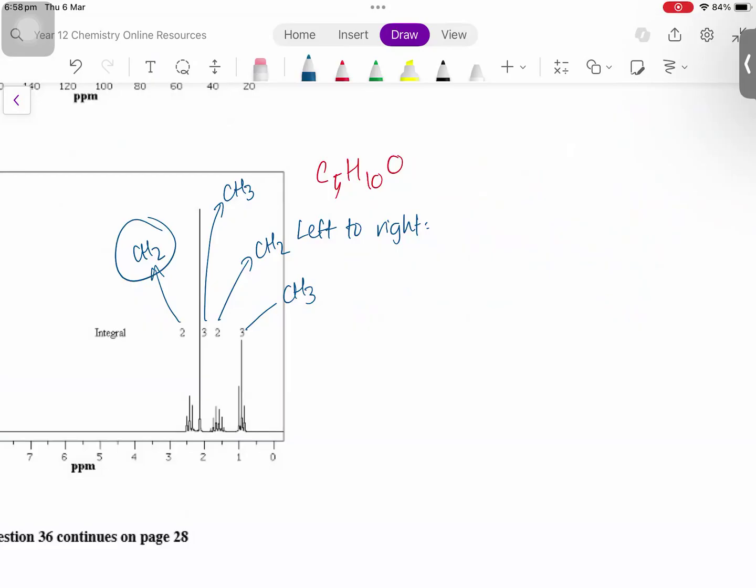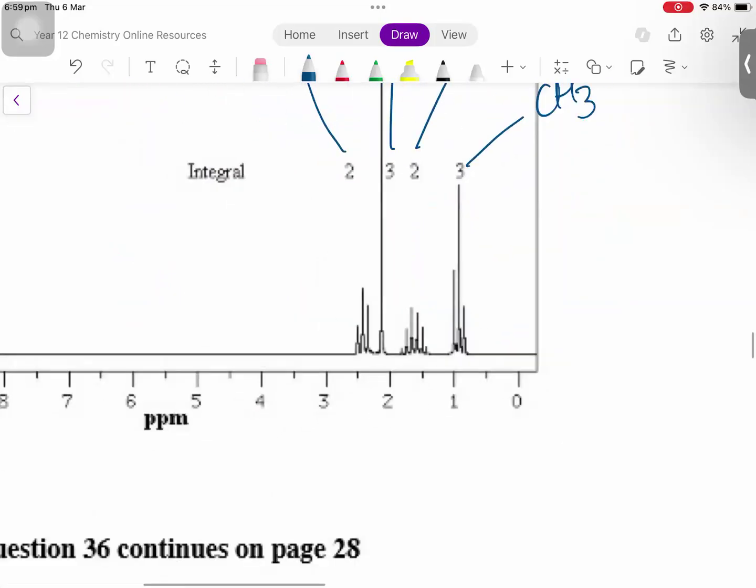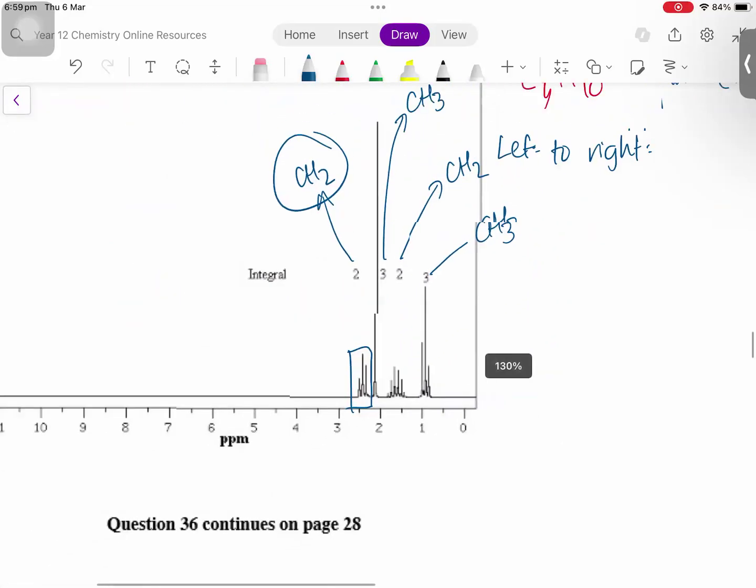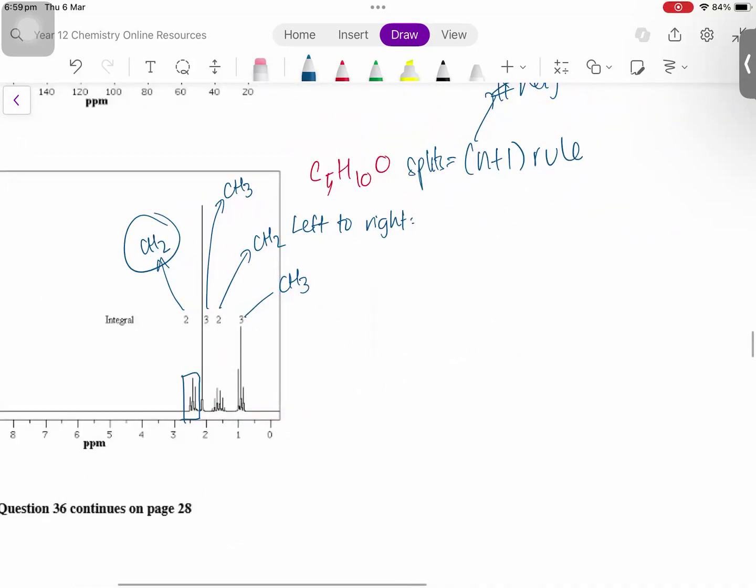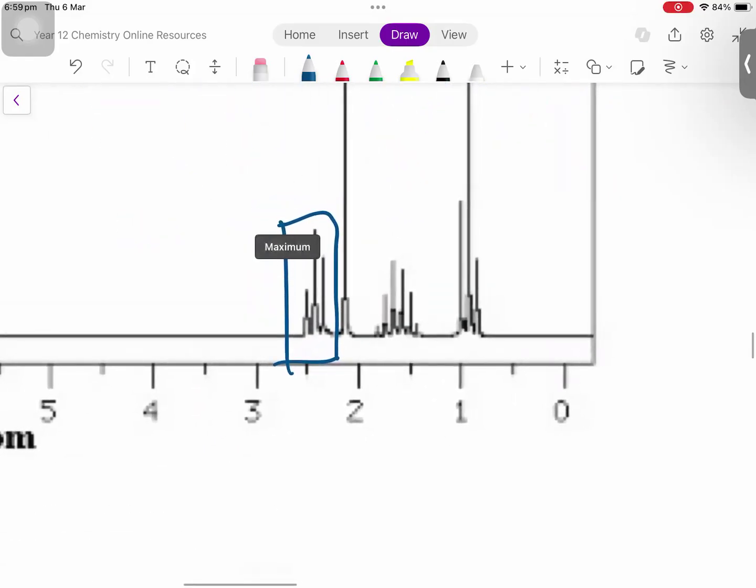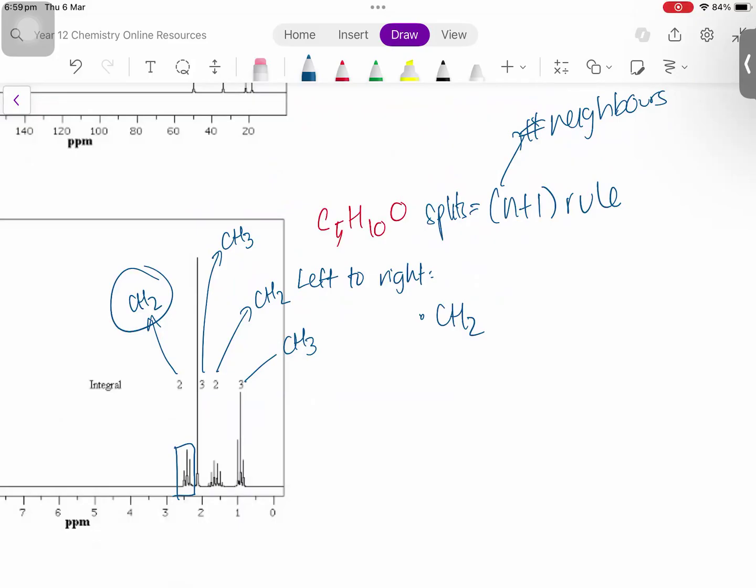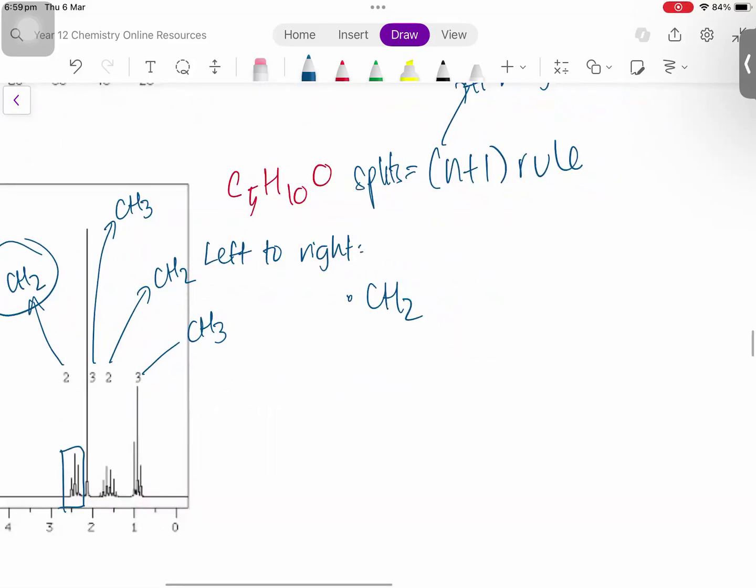So then for the splitting, you use your n+1 rule. I'll answer that in a bit. Which n is your number of neighbors, and this is equal to your splits. So if you've got splits, you -1 to get the neighbors, yeah? So this one here is split into how many? Split into 3, so how many neighbors are there? 2. So if you've got neighbors, you add 1, but if you've got splits, you -1 to get the neighbor. So if it's a CH2 and it's split into 3, which means it's got 2 neighbors.